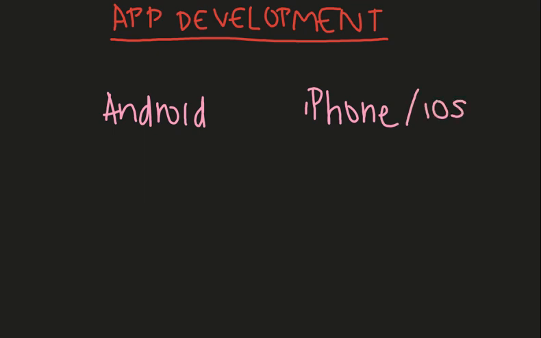So Android and iOS are built from two separate companies. They use different languages and they overall are completely different. So when you're app developing with Android, you're going to want to use Kotlin or Java. And with Kotlin, just as a note, this one is more common.